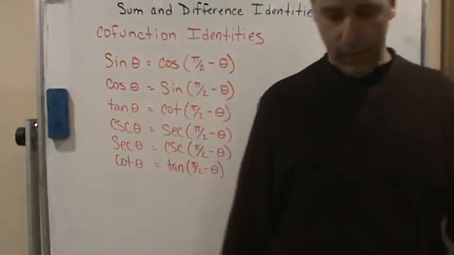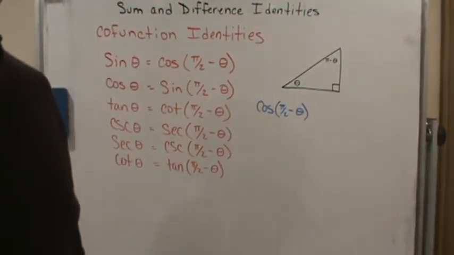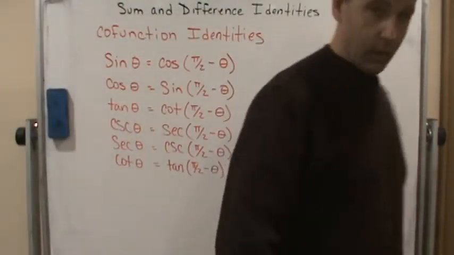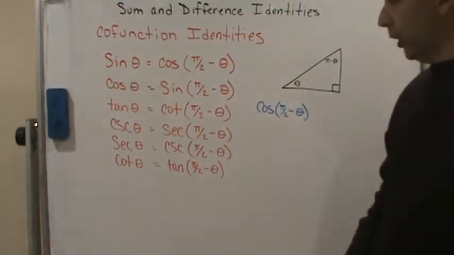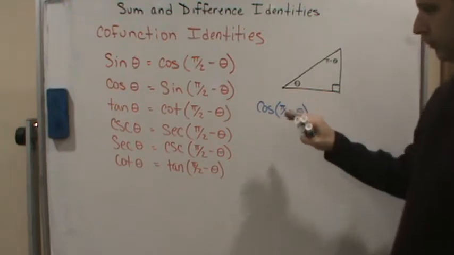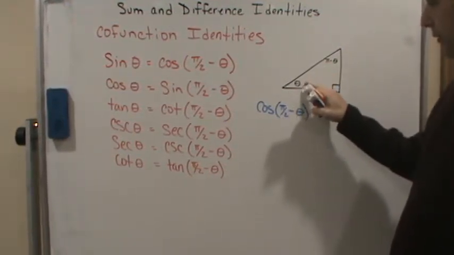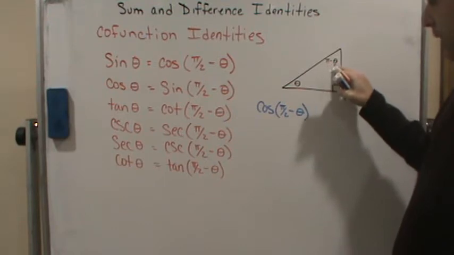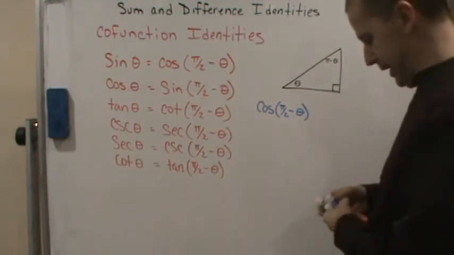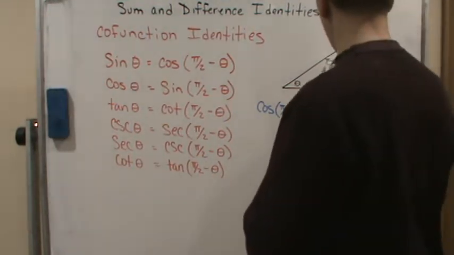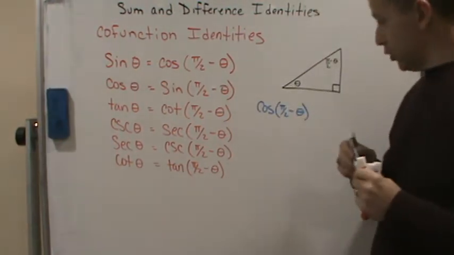Okay, so welcome, and now we're going to talk about cofunctions. We talked about cofunctions before, so remember, just to recap here, we have the right triangle, we have theta, and then we have pi over 2 minus theta.